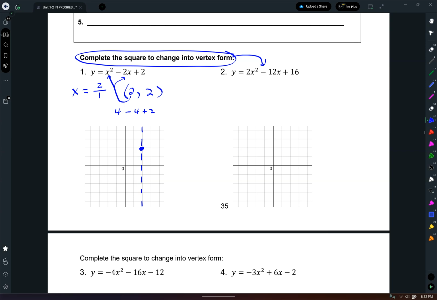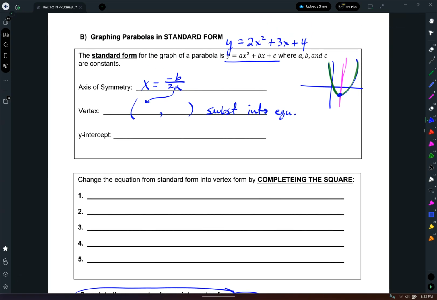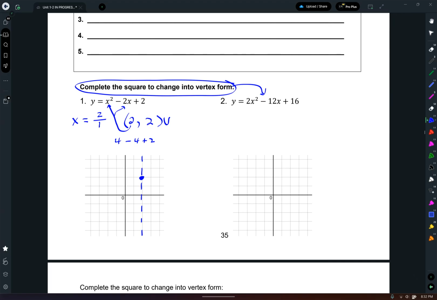Okay, so in this case, there's one other thing that standard form would tell me, and that is the y-intercept. And this is probably the most beautiful thing about standard form, because the y-intercept is always just the c number. If I'm writing it as an ordered pair, it's going to be 0, comma, c. So if this is my vertex, then I know that my y-intercept is going to be the point 0, comma, the c number right here, which is 2.